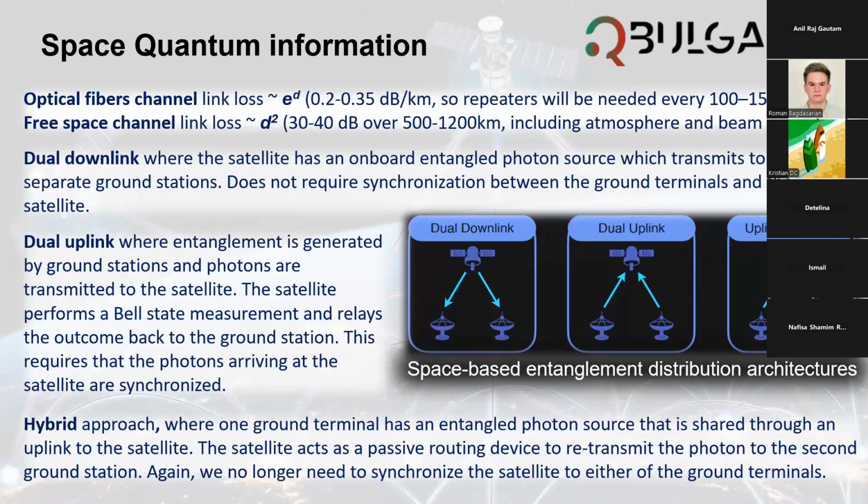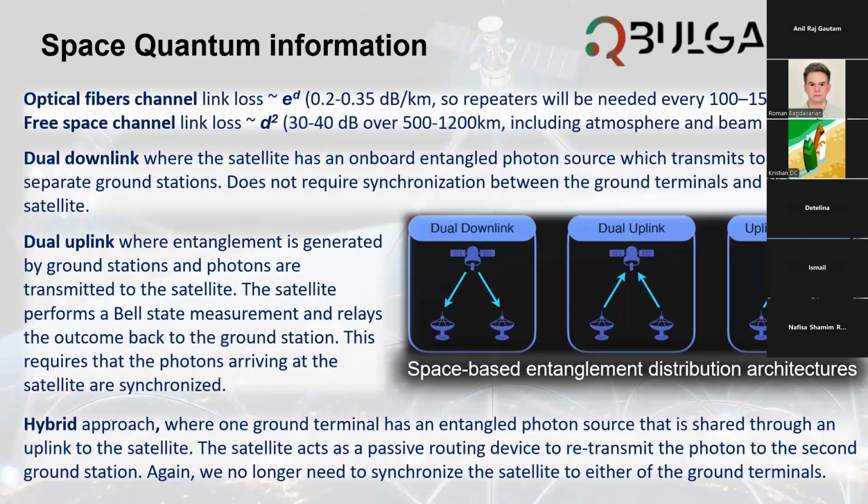The other variant is dual uplink, in which entanglement is generated at each ground station, and photons are transmitted to the satellite. The satellite performs a Bell state measurement and relays the outcome back to the ground station through entanglement swapping. The ground terminals now share the entangled state, but this approach requires that the photons arrive at the satellite at the same time. And you can imagine how complicated this is. The satellites are fast-moving objects and need to be carefully tracked from the ground stations. And because of this, there are some relativistic effects because of the moving distances between satellites and ground stations that need to be compensated.